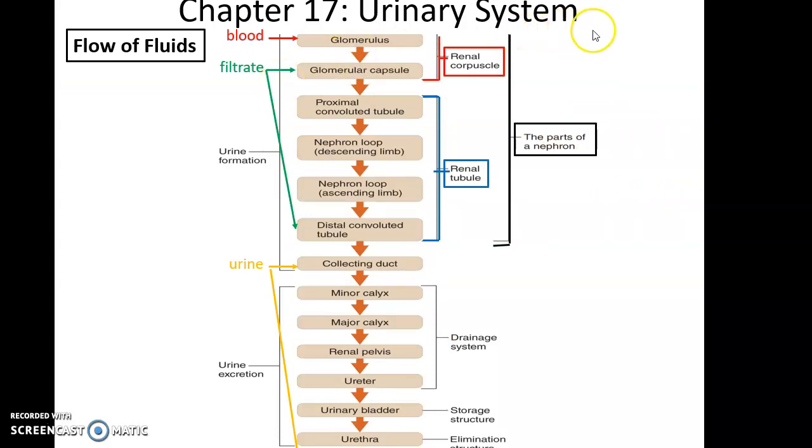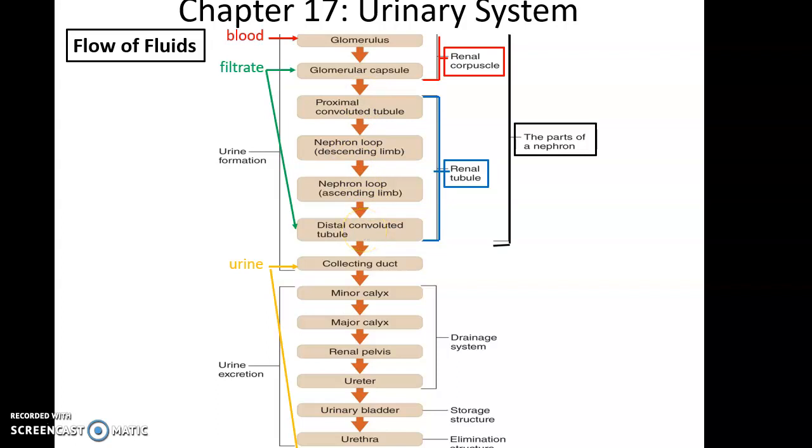So, the flowing of fluids. Blood is arriving in the glomerulus. Being a capillary bed, the glomerulus allows fluid to leave and enter the glomerular capsule, where it is now filtrate. From here, the filtrate travels to the proximal convoluted tubule, the descending limb of the nephron loop, the ascending limb of the nephron loop, and then the distal convoluted tubule.